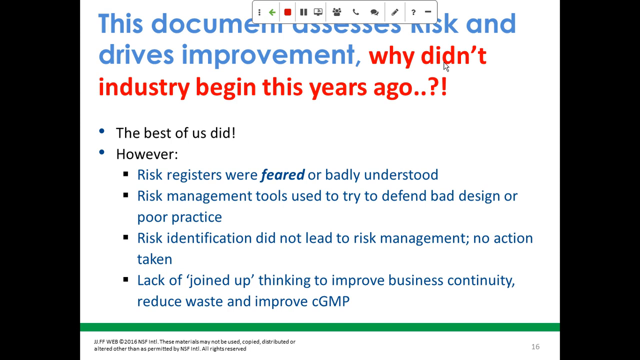There's also a real concern that many of the risk management tools that are in ICH Q9 have been used really to either defend or justify the indefensible or the unjustifiable. So where there's been bad design or poor practice or unpredicted issues, sometimes those tools have purely been used to justify the status quo with no further action taken. And that clearly is a very bad missed opportunity.